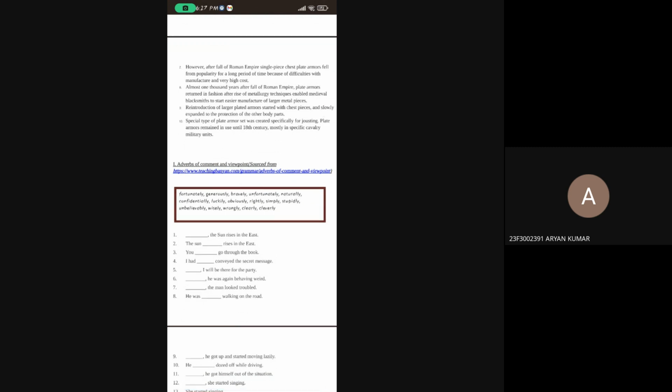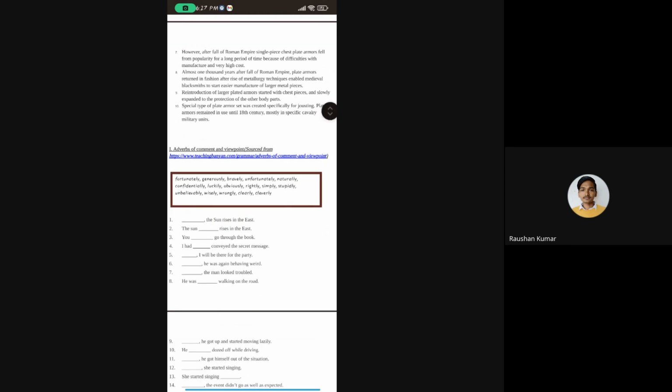Eighth one: Almost 1,000 years after fall of Roman Empire, plate armors returned in fashion after rise of metallurgy techniques enabled medieval blacksmiths to start easier manufacture of larger metal pieces. The first line: almost. Can you tell me what kind of adverb that would be? Would that be degree, ma'am? Yes, almost would be a degree adverb, meaning not quite, or very nearly. So, degree adverb.